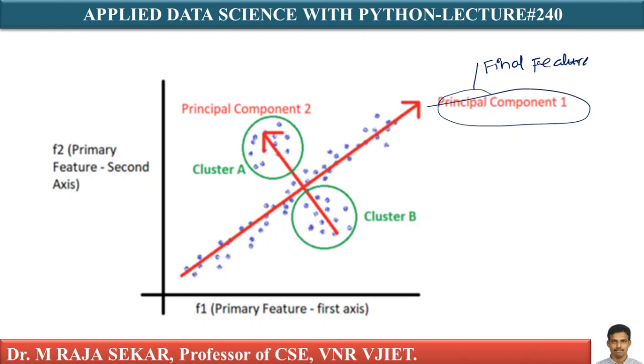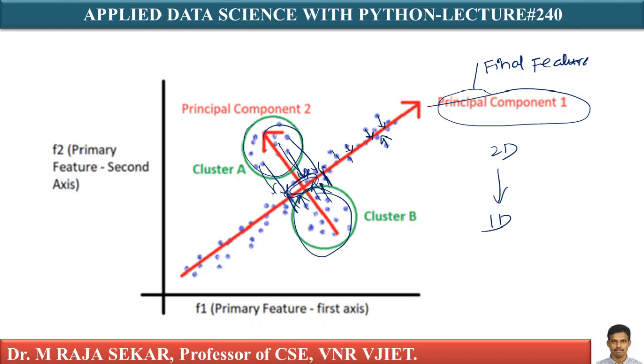The data points of the clusters will be projected onto principal component 1. All these data points will be projected like this, and I already discussed this. In 2D, the two clusters are well separated. But while converting 2D to 1D, what is happening? You are losing information. Why? Because all these points are superimposed here. You cannot separate them.